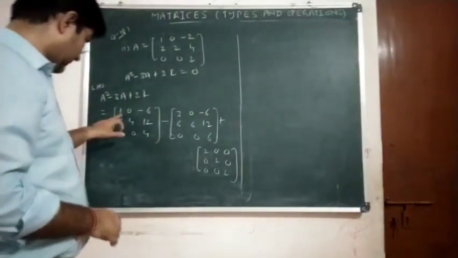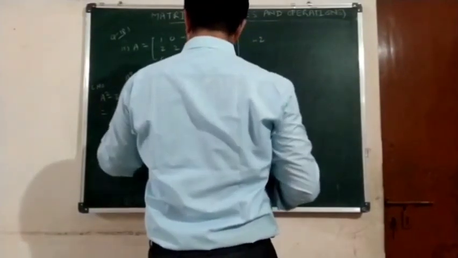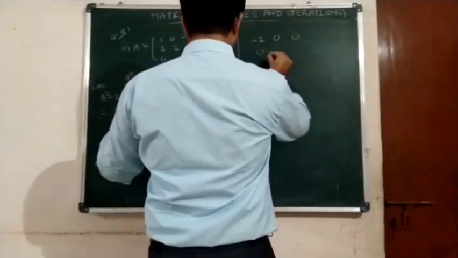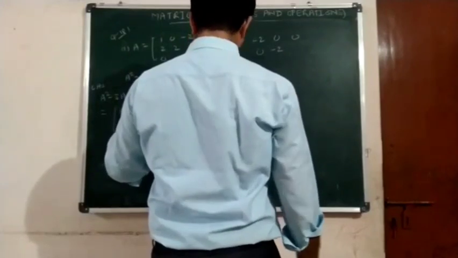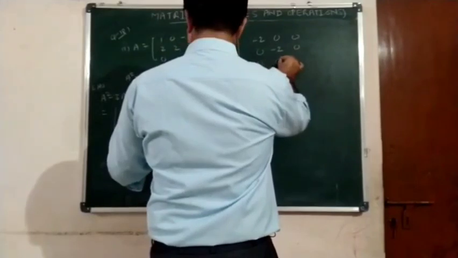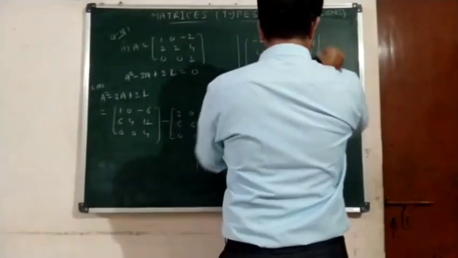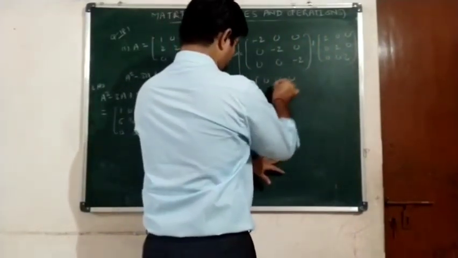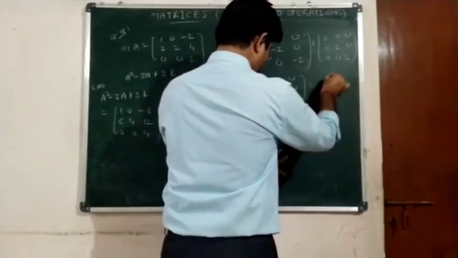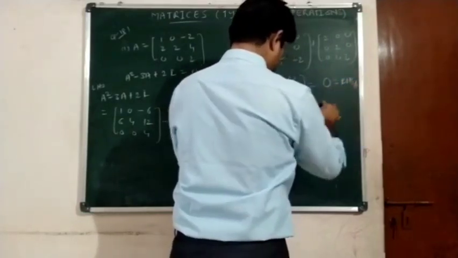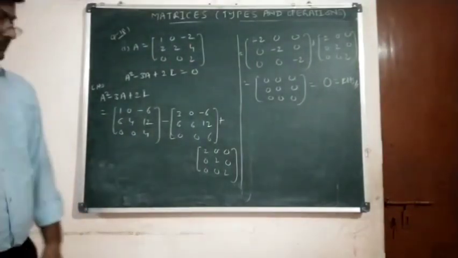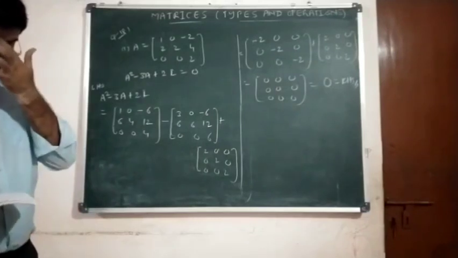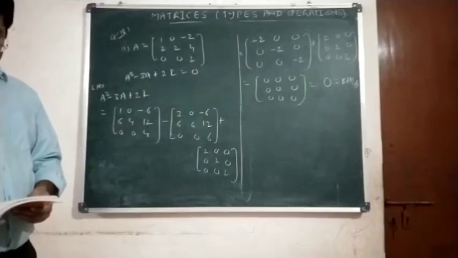So now let us solve this matrix expression. Here 1 minus 3 is minus 2, 0 and 0, again 6 minus 6 is 0, 4 minus 6 is minus 2 and 12 minus 12 is 0, 0 and 0 and minus 2, plus 2 0 0, 0 2 0, 0 0 2, which will be equal to 0 0 0, which is a null matrix, equal to RHS, hence verified. Clear? Question number 18 is also done.